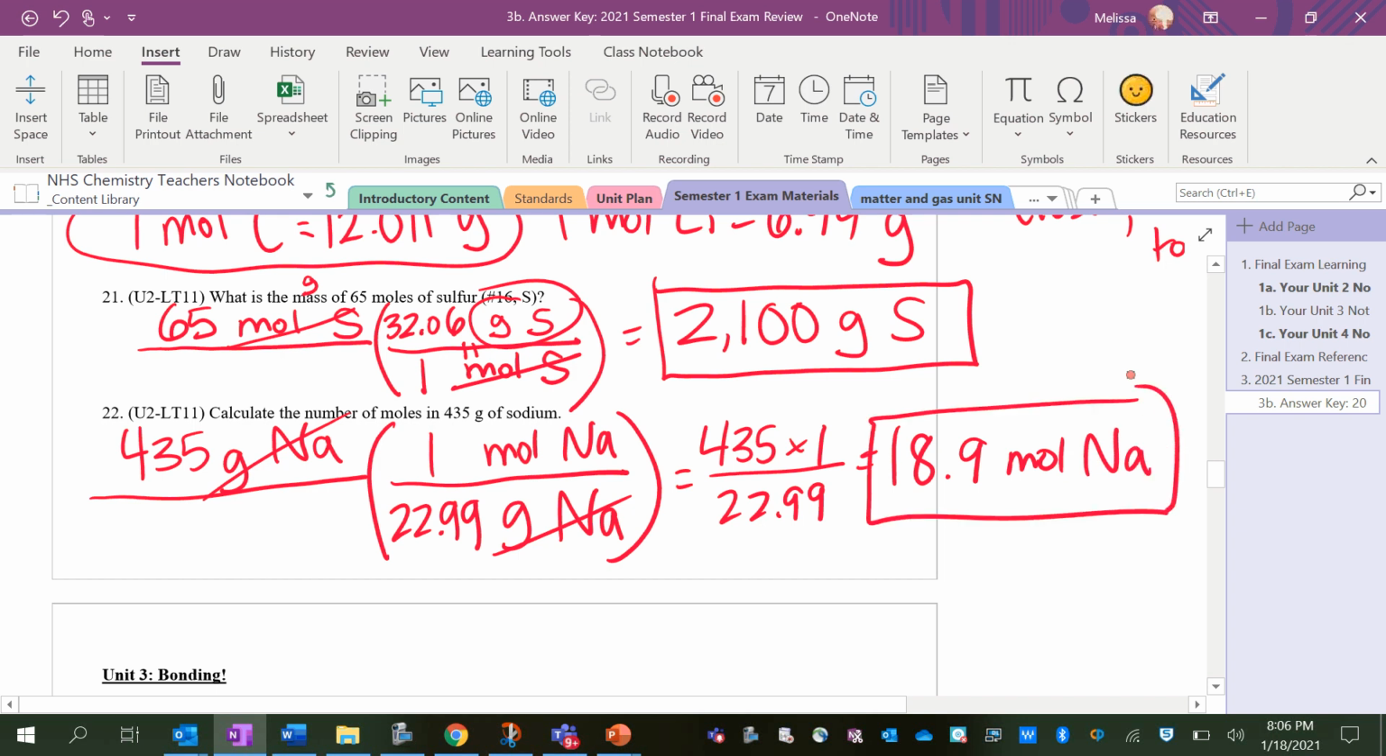And that makes sense because 1 mole is about 23 grams, and I have a lot more than that if I have 435 grams. So it makes sense that my number will be bigger than 1.